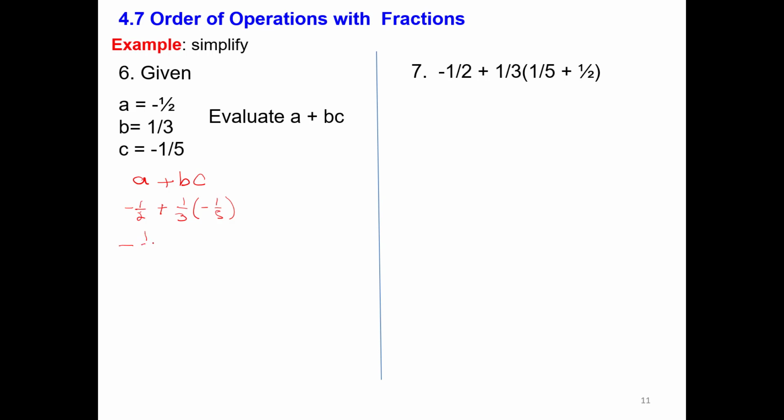Let's multiply first. Positive times negative is negative. 1 times 1 is 1, 3 times 5 is 15. Now we need to add together these two fractions, but they have different denominators. Then we need to find the LCD of 2 and 15.